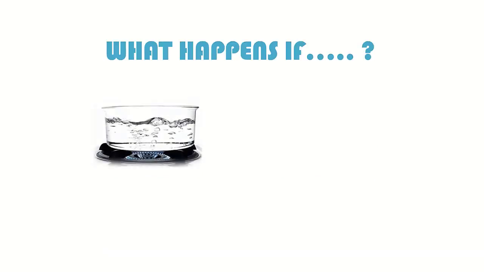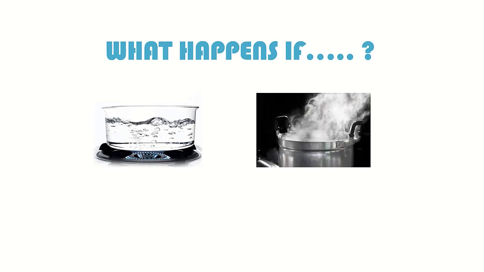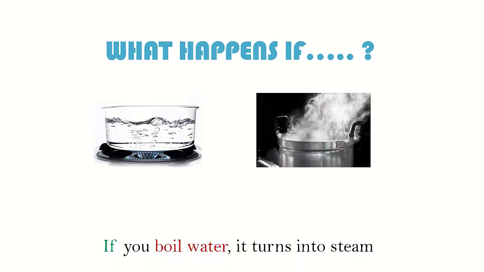What happens if you boil water? Try to complete it. If you boil water, it turns into steam. Again, it's present simple here, which is the verb stem, and here it's verb plus s, because present simple is verb stem or verb plus s. Of course, we put the s with he, she, and it.